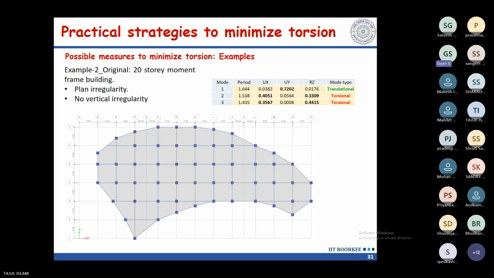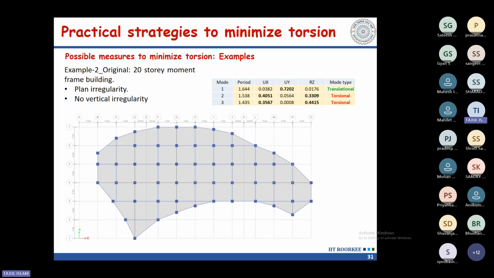Similarly, my question is related to IS 1893 2002 versus 2016. In 2002, there was no clause about 60% contribution, that the first two modes should be translation. So what about the older buildings, which are still not completed and some floors are still going on? How about taking care of the torsional irregularity? Because the building is in process, how can we take care between the 2002 versus 2016?